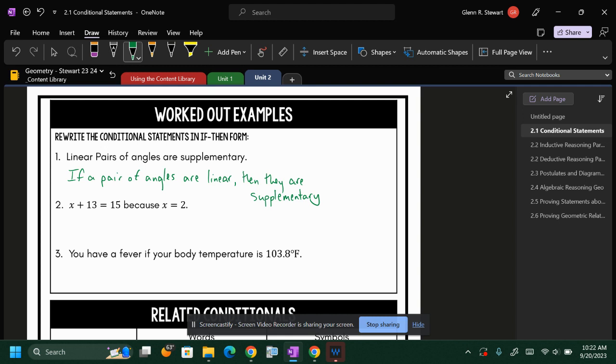Number 2, x plus 13 is equal to 15 because x is equal to 2. So if x is equal to 2, then x plus 13 is equal to 15. You could rewrite that the other way as well. If x plus 13 is equal to 15, then x is equal to 2. You have a fever if your body temperature is 103.8. If you have a body temp of 103.8, then you have a fever.